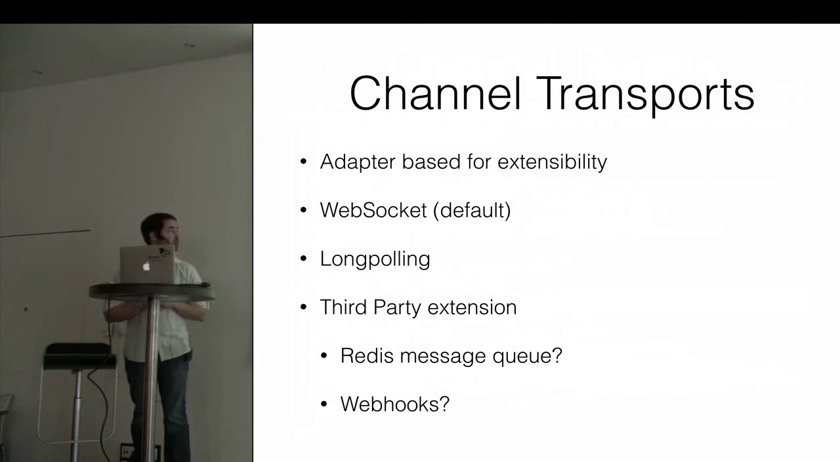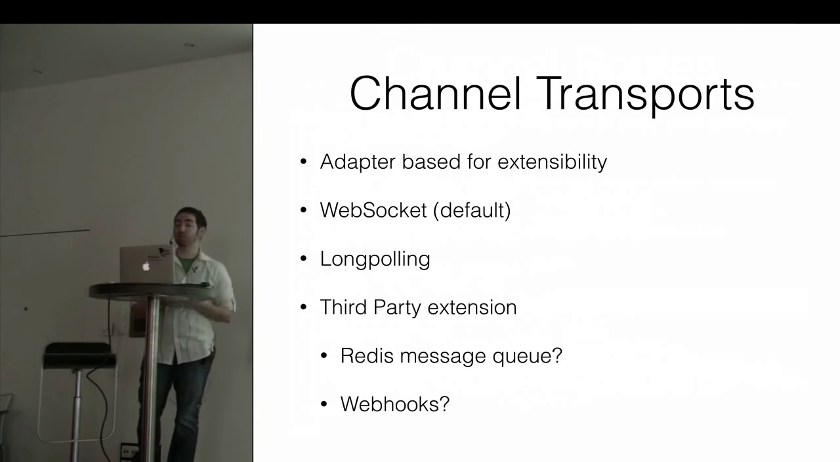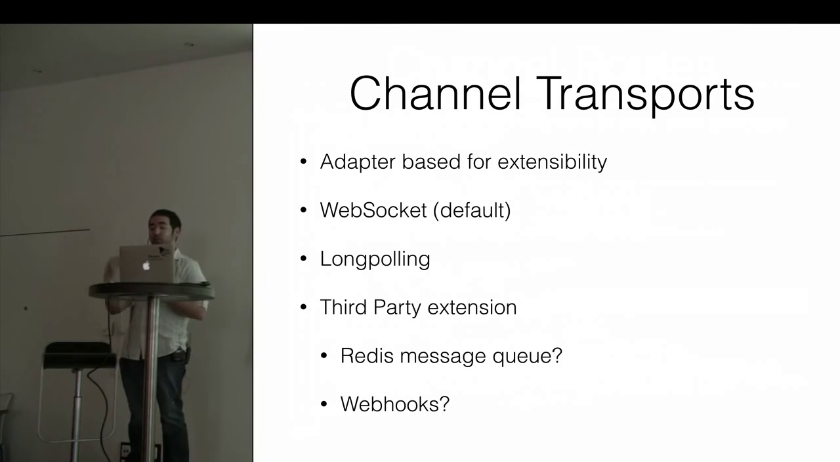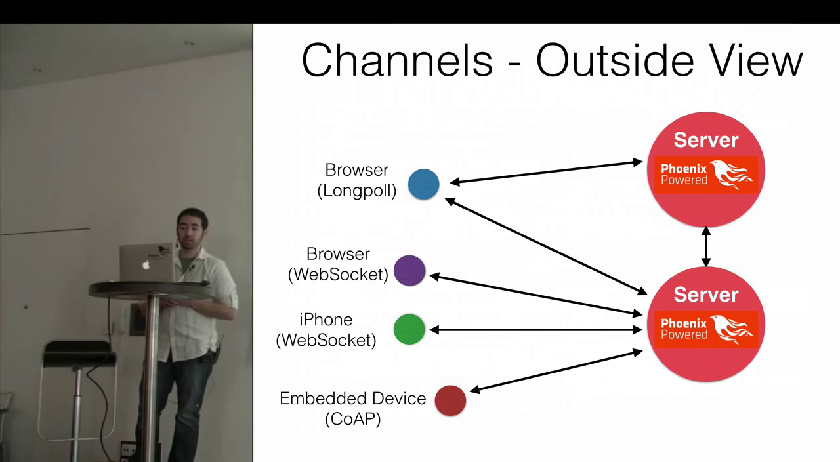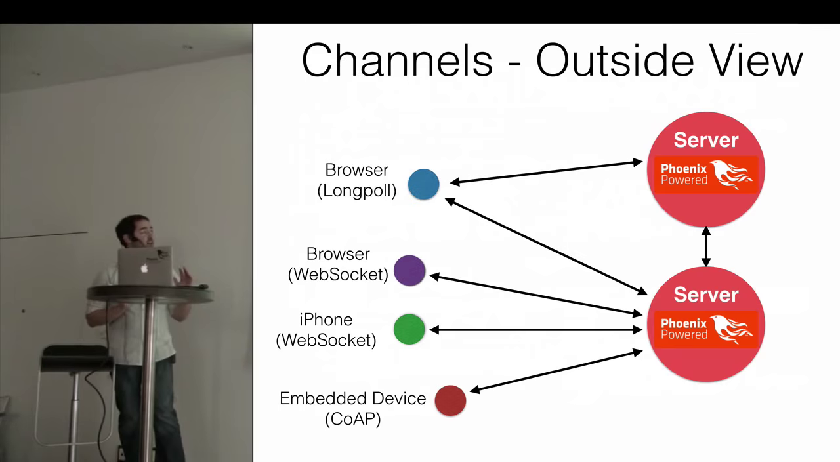I talked about channel transports already, so I'm going to skip this, but you can do some neat things, like maybe add a webhook transport where someone can subscribe to a channel by posting to your API. We could give them a token back, and any message that comes out for them over channels is actually just a webhook back to your third-party application. I stole this slide from Jose. He gave a Phoenix talk, but it's really important.